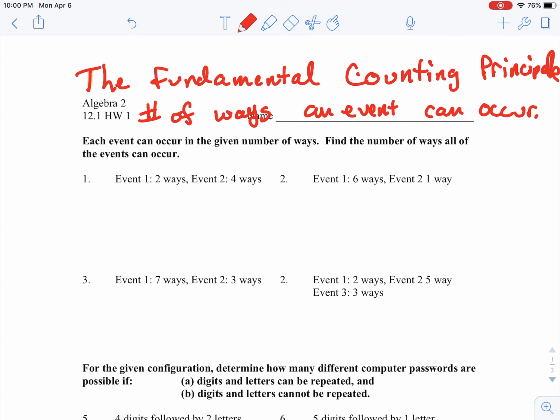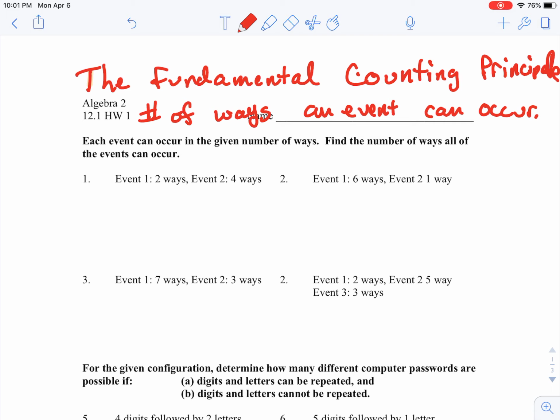Okay, so if you have 3 different pairs of jeans, 5 different hoodies, and 2 hats, how many different outfits can you make? All right. Now, I know you'd have to match things, and some things don't go with other things. All right, but that's the idea. How many different days could you wear something different if you had 3 pairs of jeans, 5 hoodies, and 2 hats?